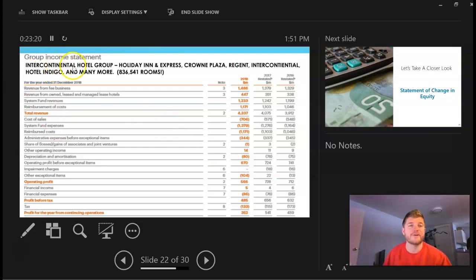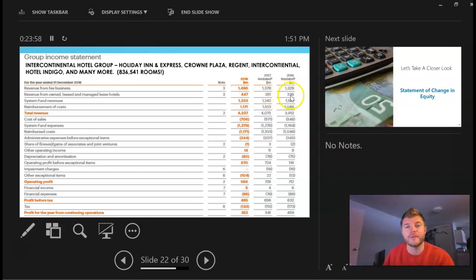This here is the Intercontinental Hotel Group income statement. This shows you Holiday Inn and Express, Crowne Plaza, Regent, Intercontinental Hotel, the Hotel Indigo, and they have more. They have almost 1 million rooms. And these figures are all in the millions, okay, just so you know. 2016, 17, and then 18. So it's just kind of interesting to see what I'm talking about for trend statements or trend identification, where you can say revenue from fee business, $1.3 billion, $1.379 billion, $1.486 billion.